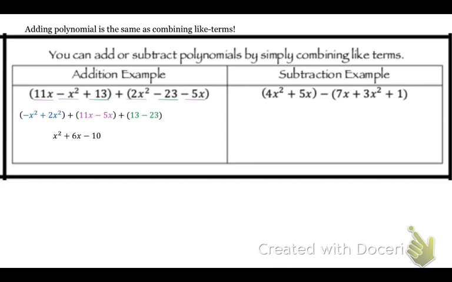Subtraction is almost the same. You just have to distribute the subtraction sign first.